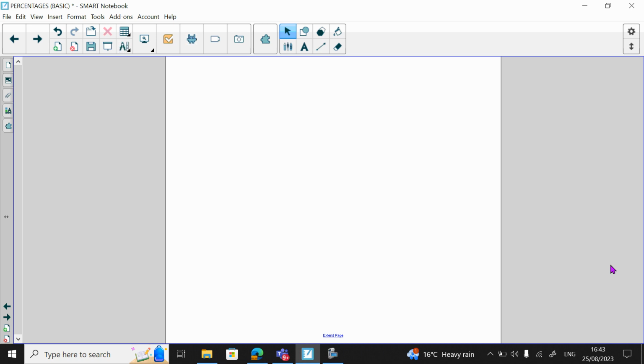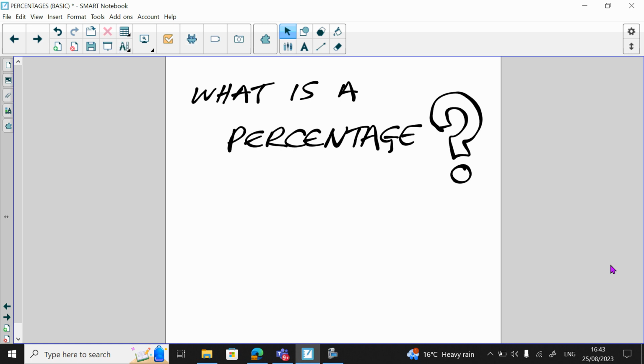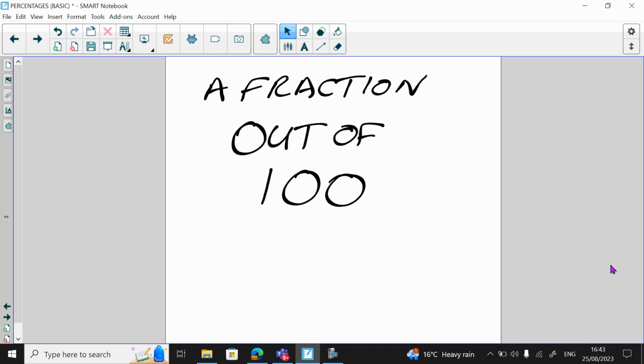Hi everyone. We're just going to look at a topic that you've probably seen in one of your lessons. It was percentages. So when we looked at this, we asked the question, what is a percentage? We get various answers here. The answer I was looking for is that a percentage is just a bit of something, like a fraction, a piece of something. But a percentage is a special fraction. It's a fraction out of 100.